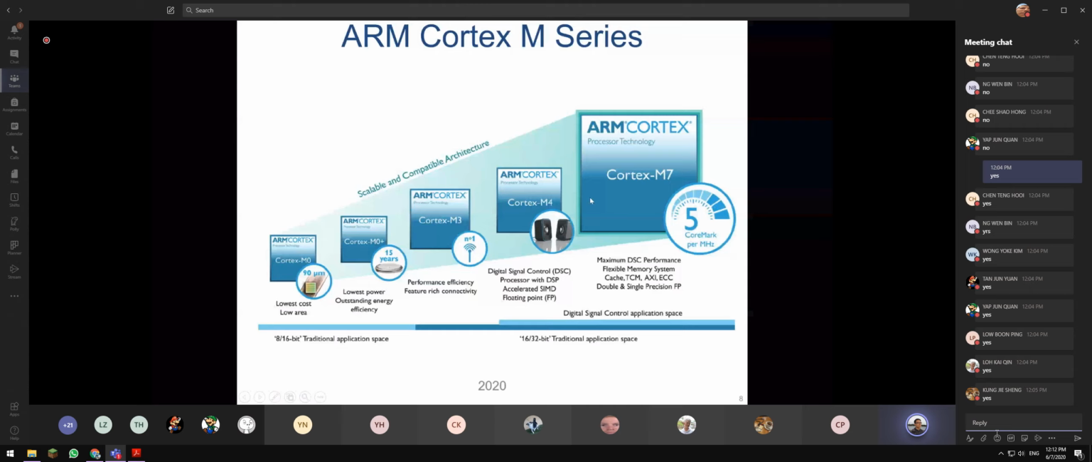So here is the market timeline, and the types of microcontrollers and ARM microcontrollers in the market. I'm not going through the details over here.